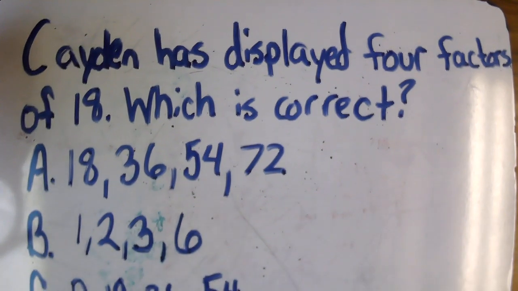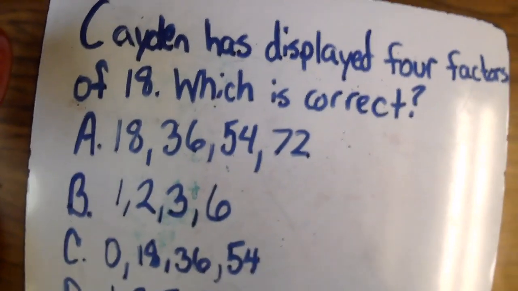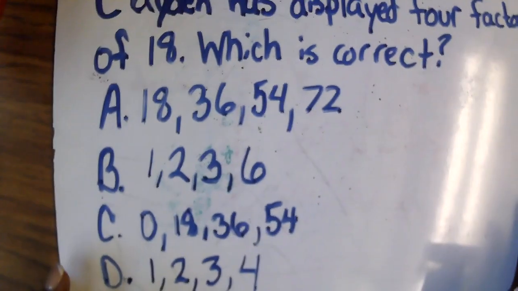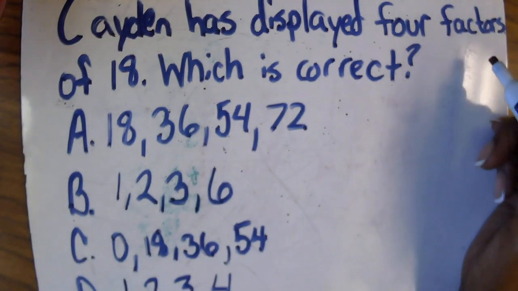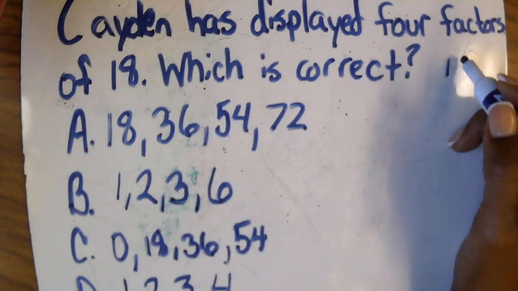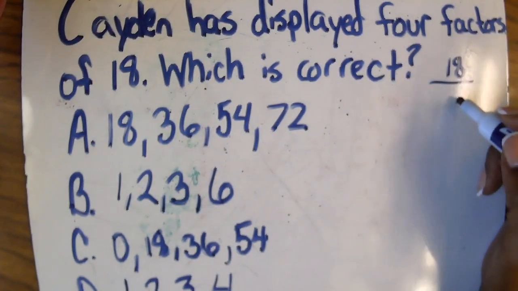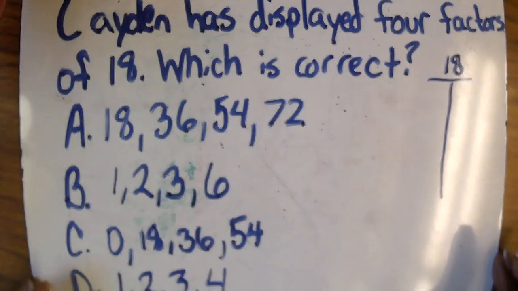Kaden has displayed 4 factors of 18. Which is correct? Okay, so let me adjust this so we can see all the choices. So we're talking about factors, so we know we're doing the T-chart. So I'm going to put 18 here. I need to see what are the factors, and we find the factors by doing a T-chart.